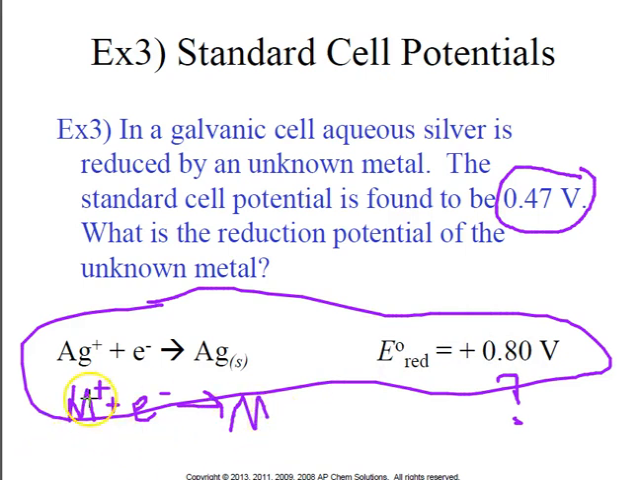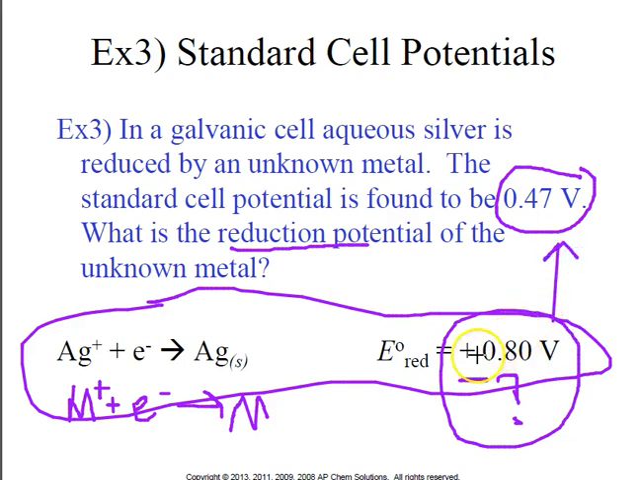Now, whatever this other metal is, it has a reduction potential, right? That's what it's asking us for, the reduction potential. But this unknown metal is not being reduced. They can't both be reduced, and it said the silver was being reduced. So the unknown metal is being oxidized, which means whatever value it had, that sign got flipped around. And then they put them together, and they ended up with 0.47 volts. So what goes with 0.80 to make 0.47?